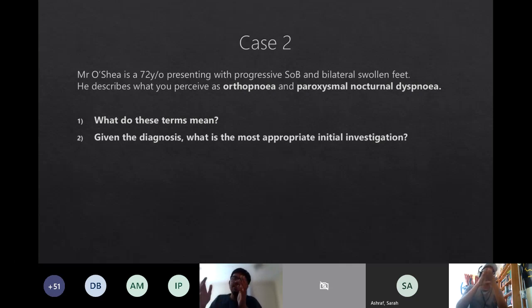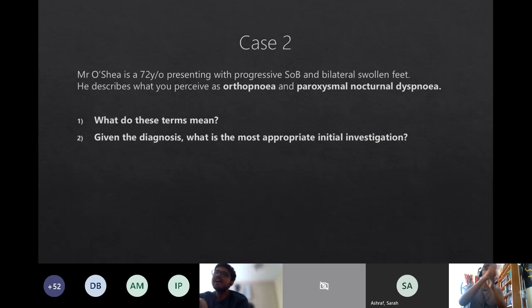So if you were going to learn anything for each condition, you want to learn the first thing you do and then the definitive thing you do. The best thing you would do. So yeah, the diagnosis is congestive cardiac failure, and the most appropriate initial investigation is BNP.